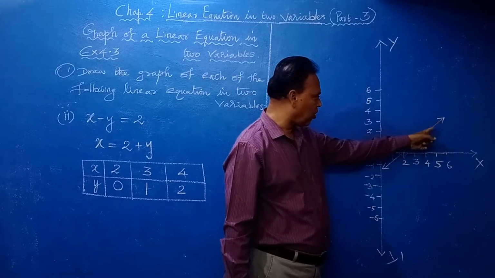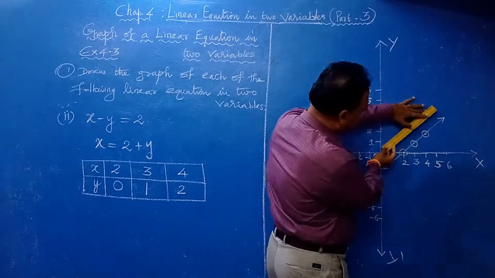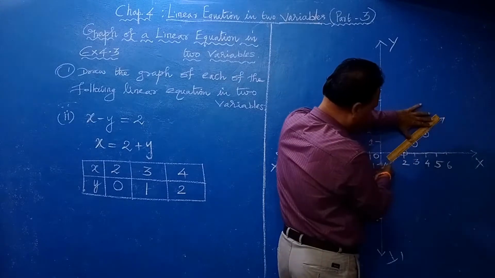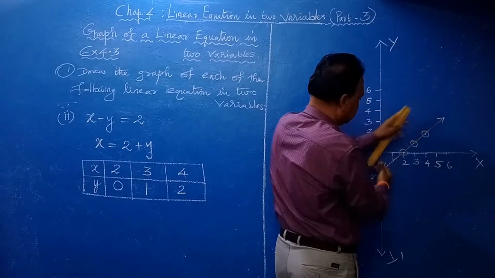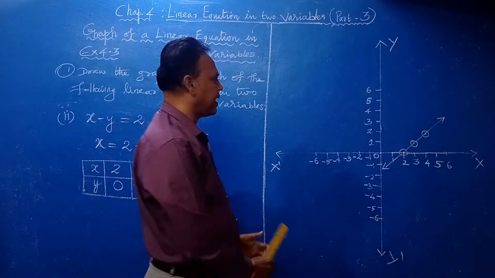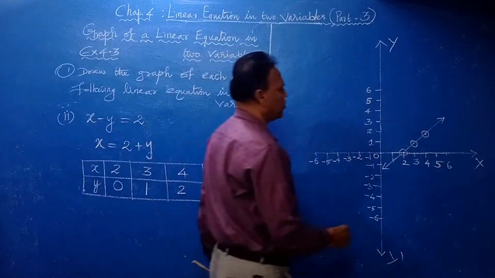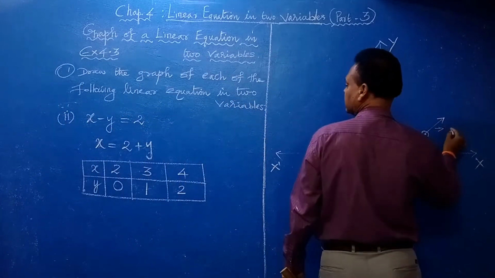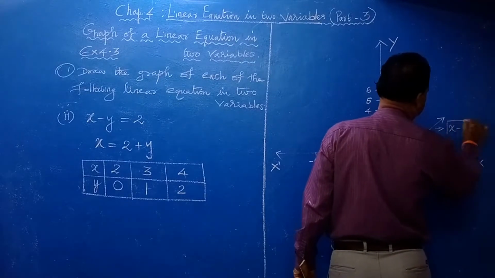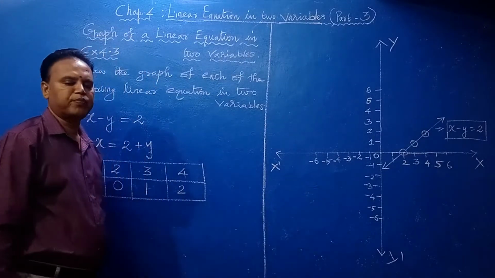After that, you join all the points by the scale you take and keep it straight. Clear? You join all the points straight. Then you extend, like this, extend and put the arrow mark. Clear? Then you will get the graph of this equation. So we can also write the equation, that is x minus y equal to 2, that is the graph of this equation. You can write. So very simple, clear?